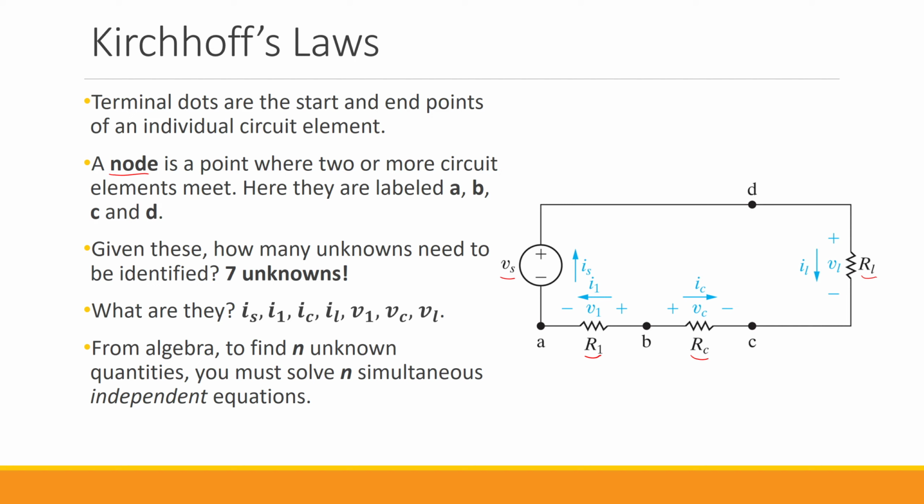So this is something that I would assume that you have learned in previous math courses. I will provide some reading material that you can go over to refresh your memory. But the assumption here is that you already know this. So since we have 7 unknowns in this circuit, we must find 7 simultaneous independent equations.